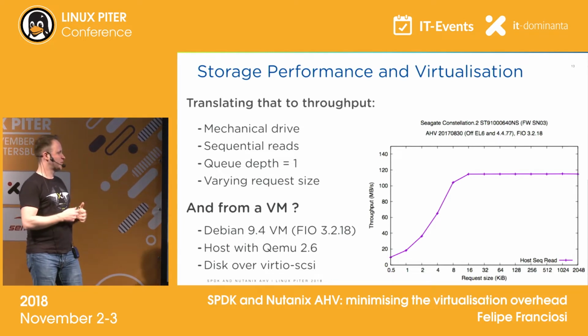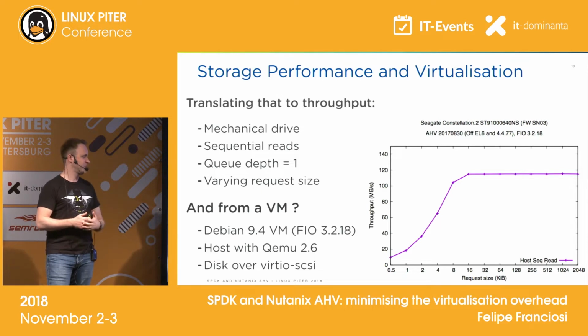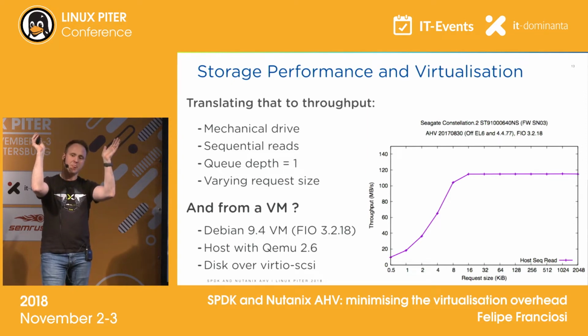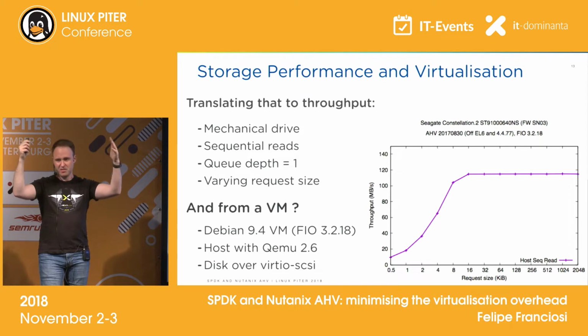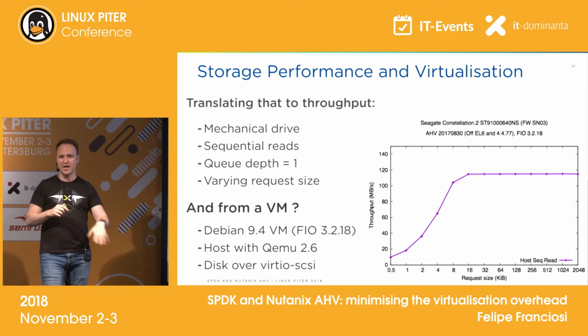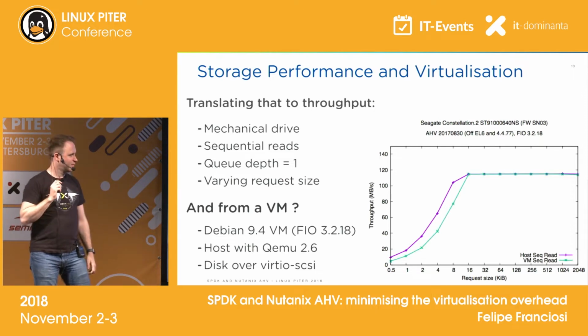What happens if I virtualize this drive and try to do the same workload from a virtual machine? So what I'm going to do here is use QEMU 2.6, run a Debian virtual machine, and present this entire disk as a virtio-scsi device to the VM. So the VM sees, let's imagine, sdb in Linux, and the raw requests on that device would just be interpreted by QEMU and then passed down to the real disk with libaio. And that's what the performance looked like.